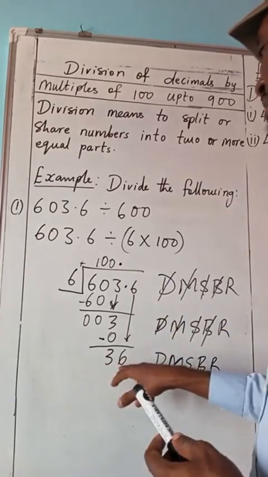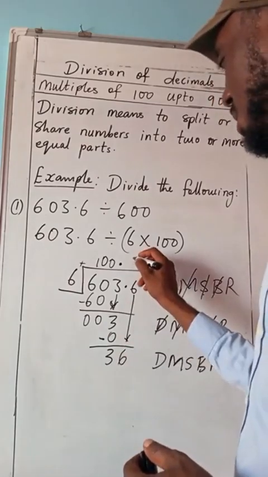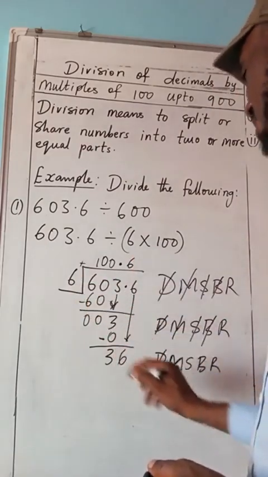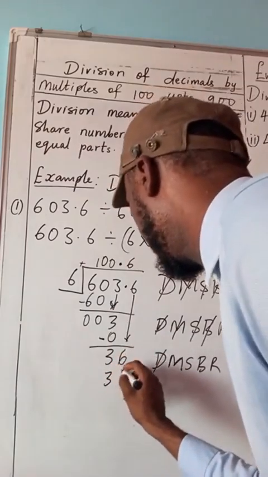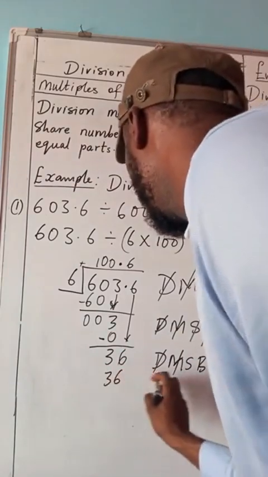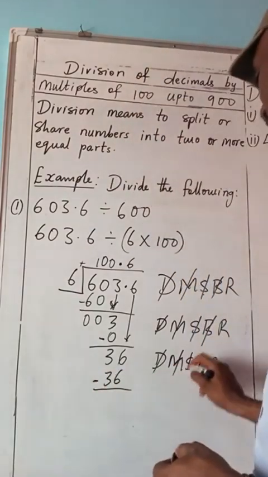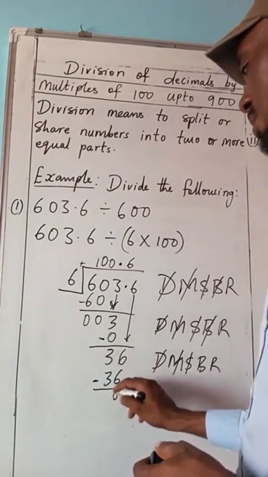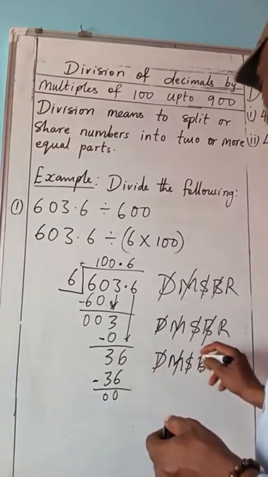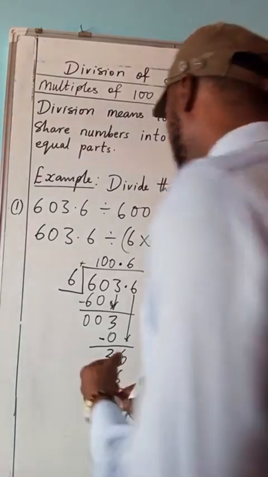Then we'll now have to divide 36 divided by 6. So 36 divided by 6 will now give us 6. You've divided. Then 6 times 6 will give us what? 36. You've multiplied. So the next in line is subtraction. You subtract. 6 minus 6 is 0. 3 minus 3 is 0. You've subtracted. The next in line is bring down. There is nothing to bring down, and there is no repeat the process. You just cancel.